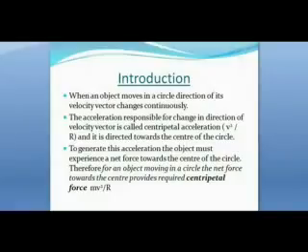Since there is a change in velocity, there must be some acceleration acting on the object. This acceleration is responsible for the change in the direction of the velocity vector, and it is called centripetal acceleration. The value of centripetal acceleration is v squared by r, where v is the magnitude of the velocity and r is the radius of the circle, and the direction of this acceleration is always towards the center of the circle.